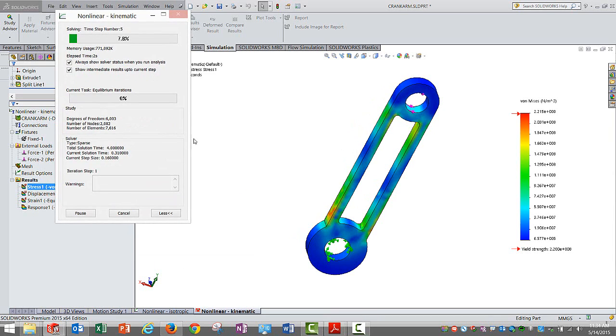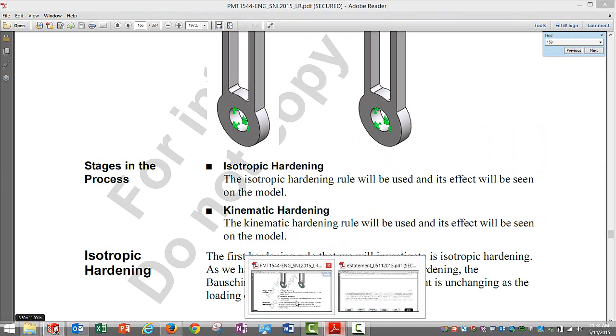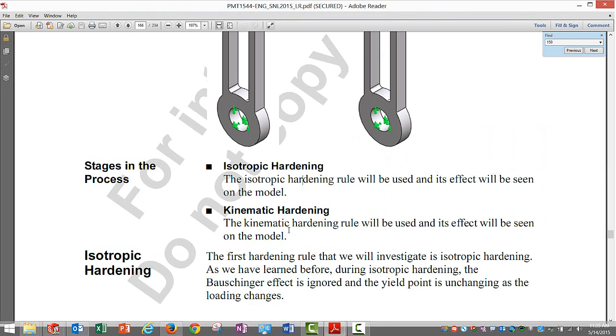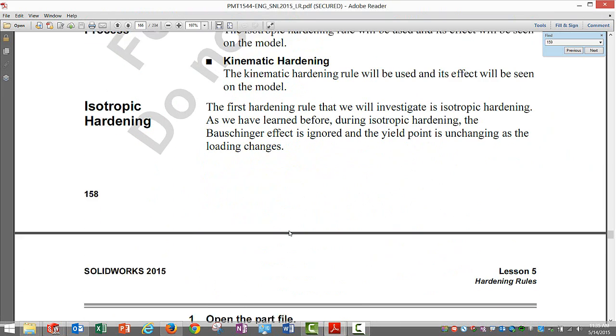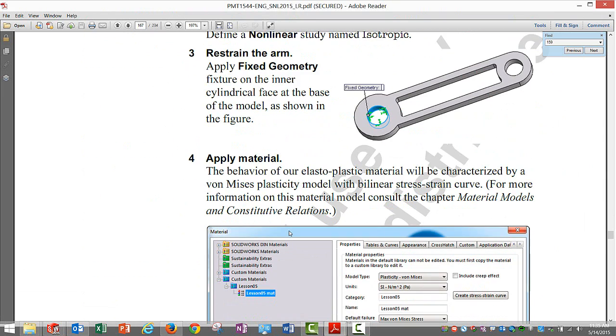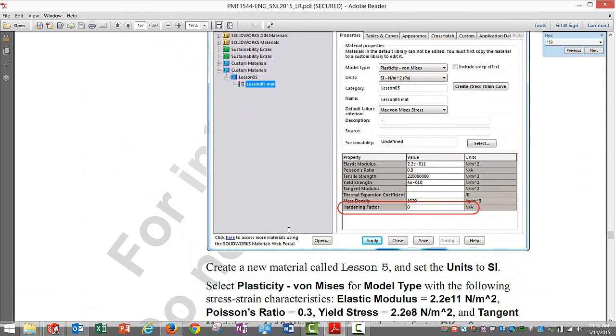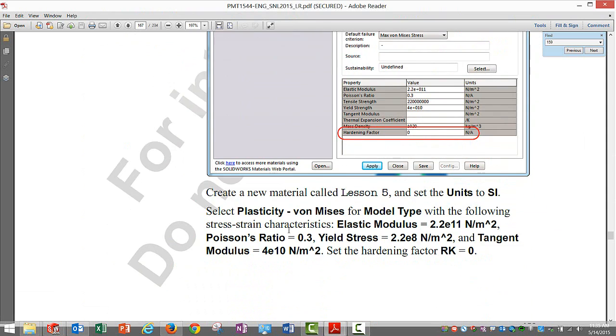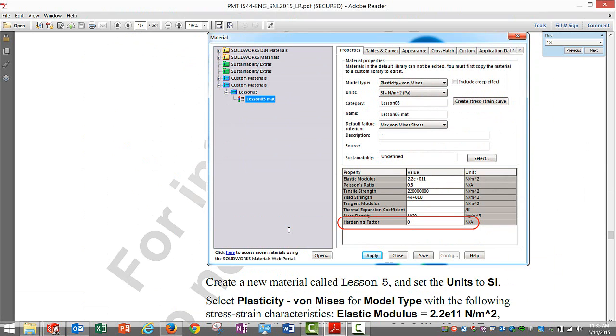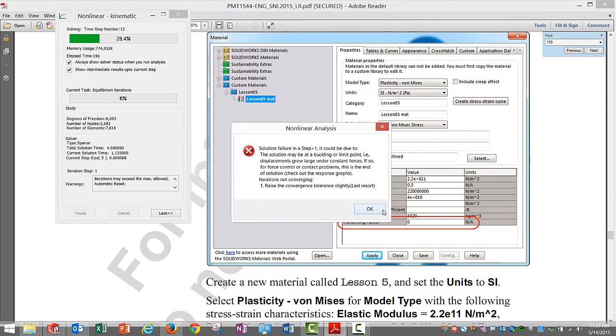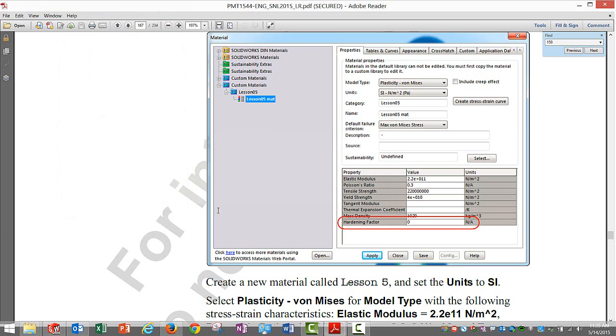Okay. So while this is solving, we'll scroll through the training manual and see if there are any other concepts which I need to cover. So this is what isotropic hardening is. We give the material 0 over here. In terms of the nonlinear material curve, we are again using, there is some failure down here, that's okay.